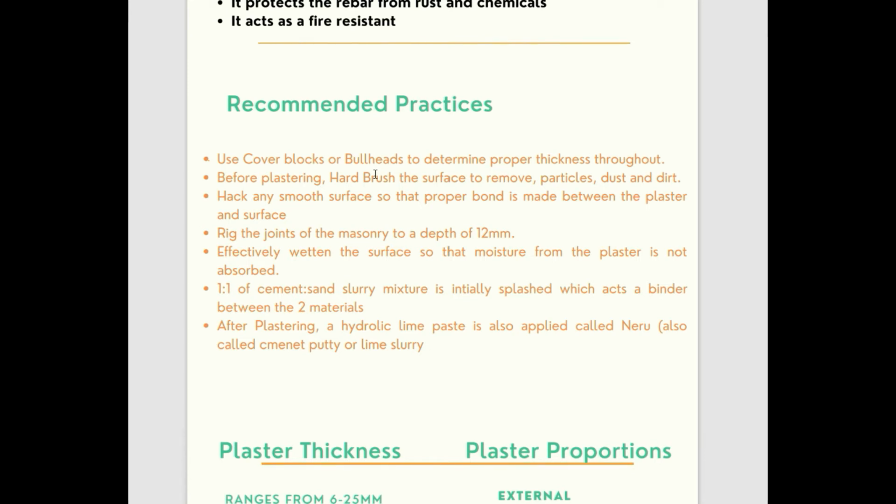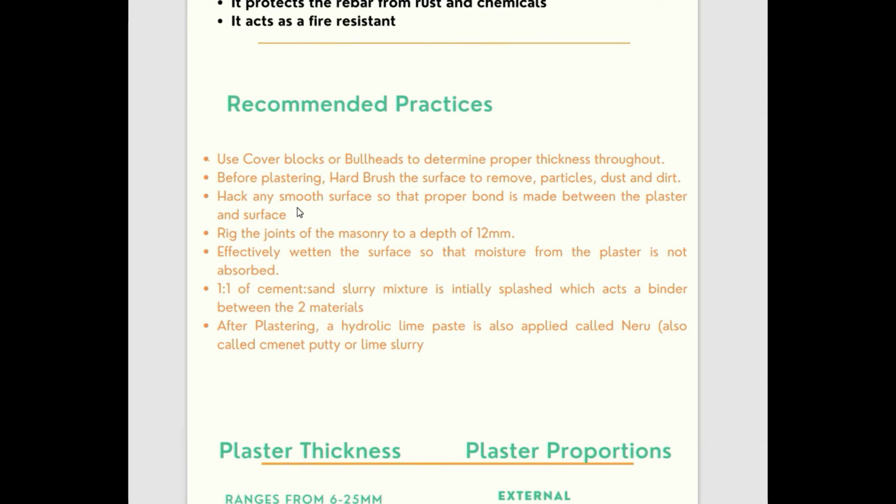And point number two says that before plastering, hard brush the surface to remove particles, dust or dirt. So this is a very important step. Before the plastering process begins, make sure that the surface is free from particles, dust or dirt, and it's even, it's roughened, and it's clean.